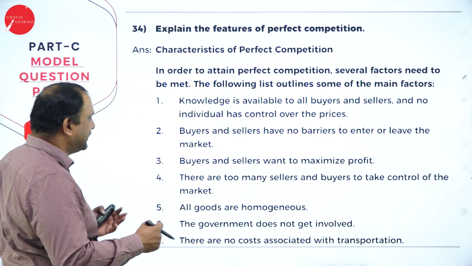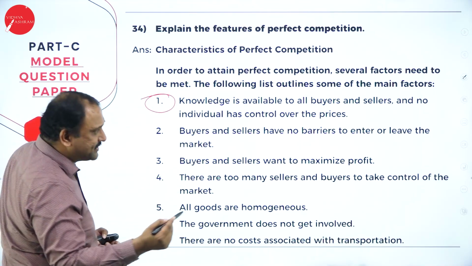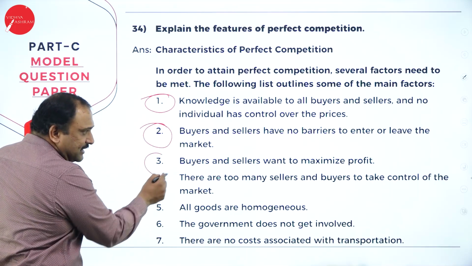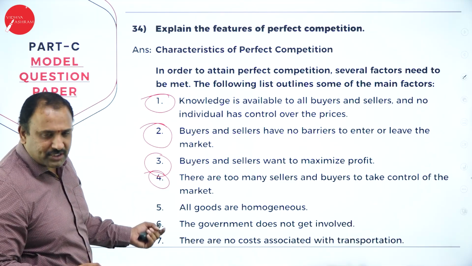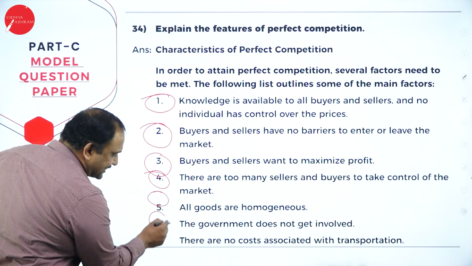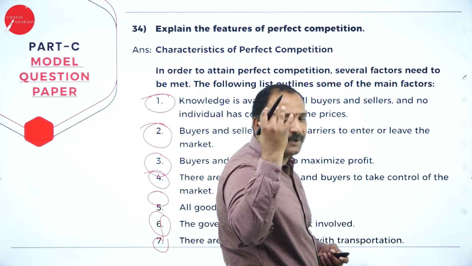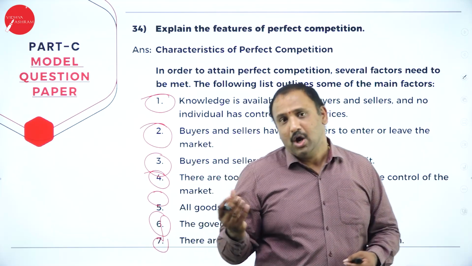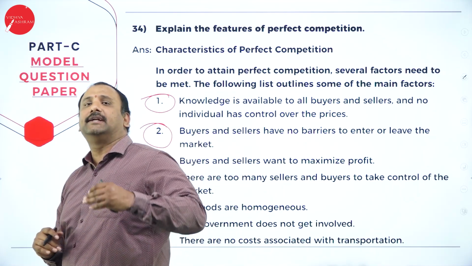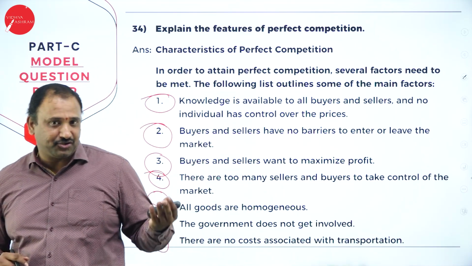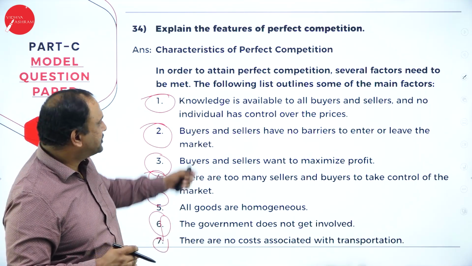This is quite important and a simple thing. We know that the first thing is that information is available. Buyers and sellers have no barriers. Buyers and sellers want to maximize the profit. Too many sellers and too many buyers. All goods are homogeneous and no government gets involved. There are no costs. So this is typically an idealistic market picture in the mind of a consumer. One has to understand that this would not exist in a real market. In a real market, there are 101 barriers and challenges to be understood. But when you just talk about the word idealistically perfect competition, this would be there.